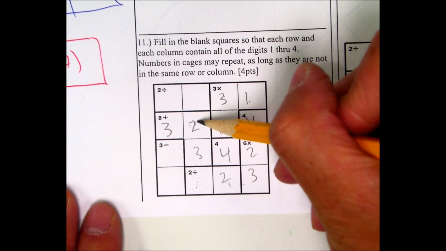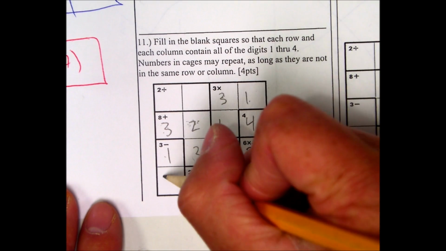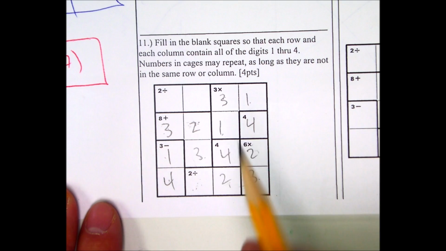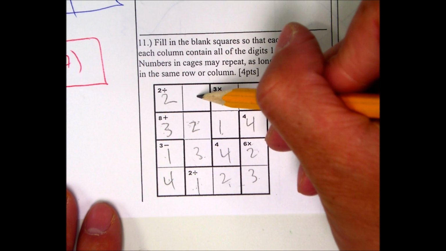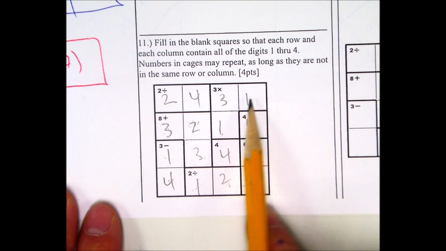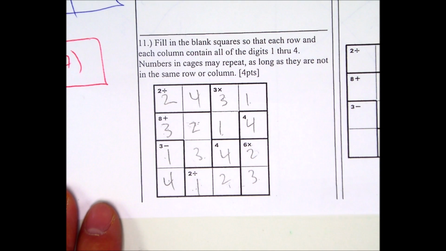3 plus 2 is 5. 5 plus 3 is 8. What number is missing here? What number would have to be here to subtract to be 3? What number is missing? And what number is missing? 4. No numbers are repeating there. Okay?